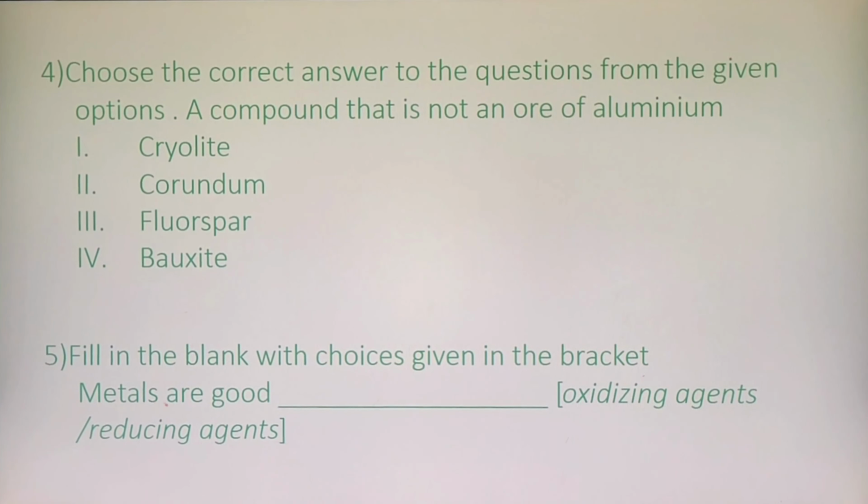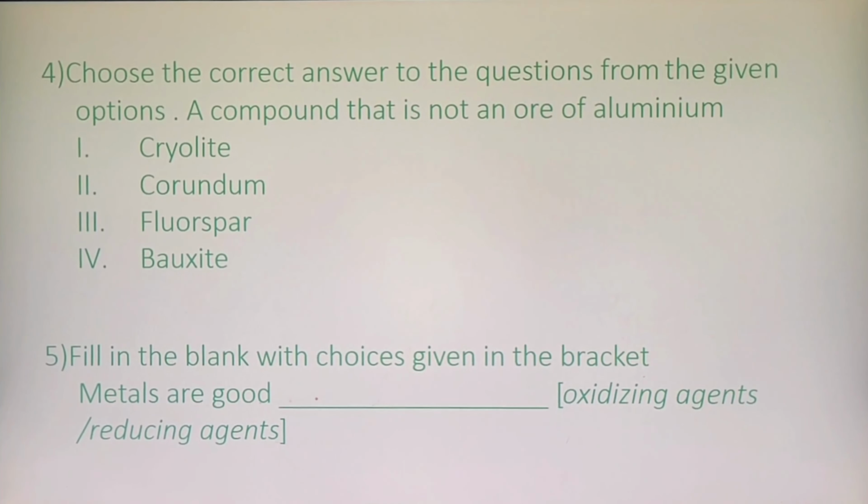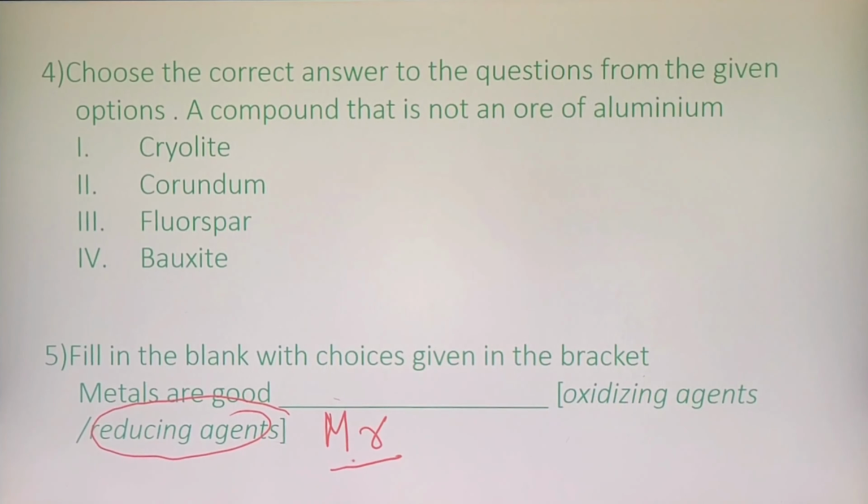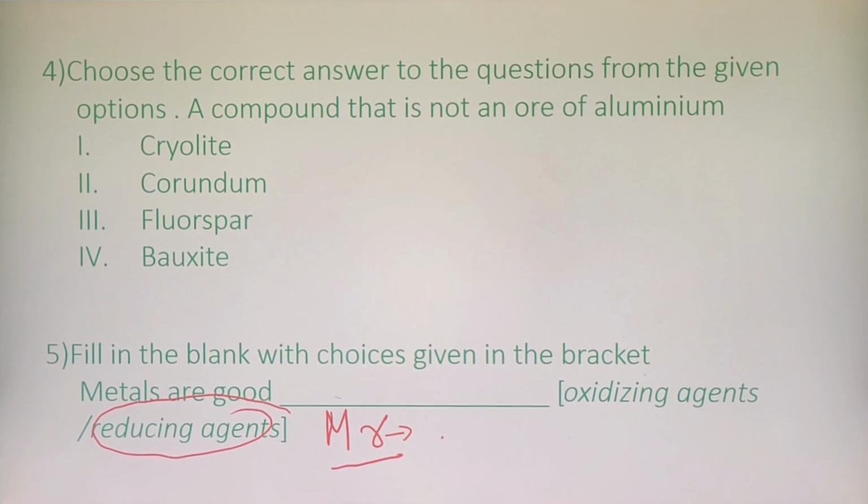Clear? Next question. Metals are good dash, oxidizing agents or reducing agents? The answer here will be metals are good reducing agents. Now please remember the short form as MR. What does M stand for? M stands for metal and R stands for reducing agent.